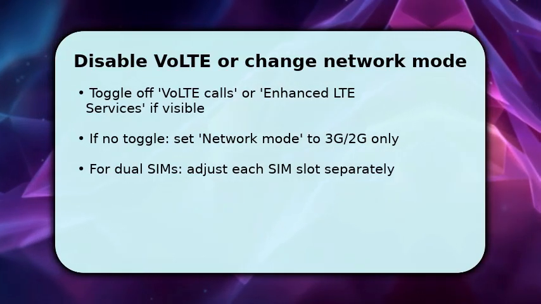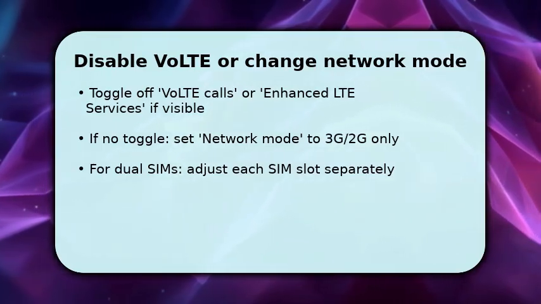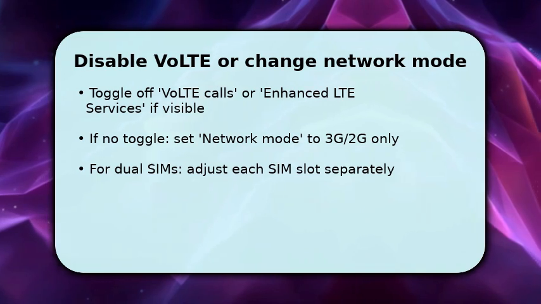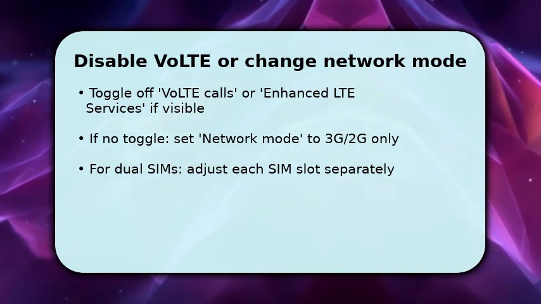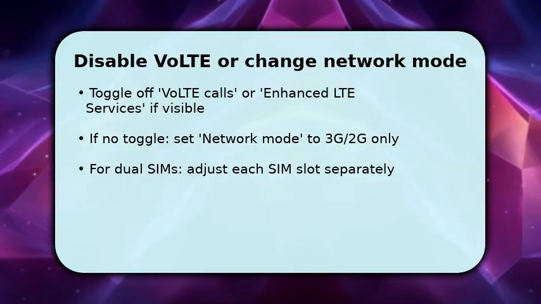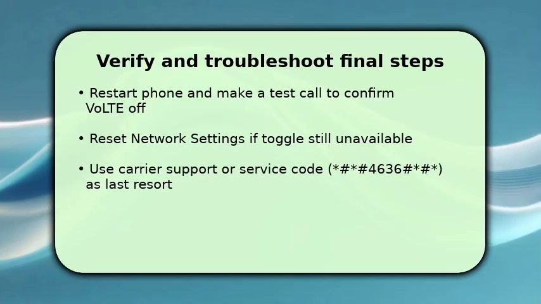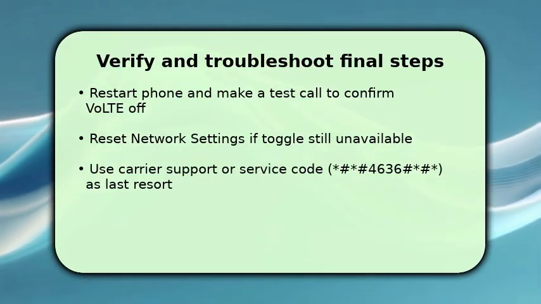For dual SIM devices, repeat per SIM slot so calls don't fall back to VoLTE on the other line. After changing, give the phone 30 to 60 seconds to re-register on the network so the change takes effect. You finish by restarting the phone and placing a test call to confirm voice runs on 3G rather than LTE.